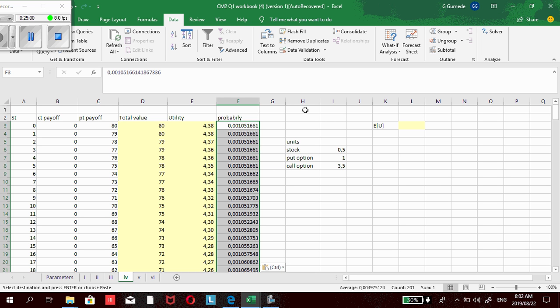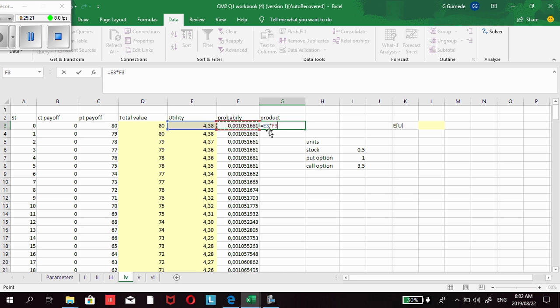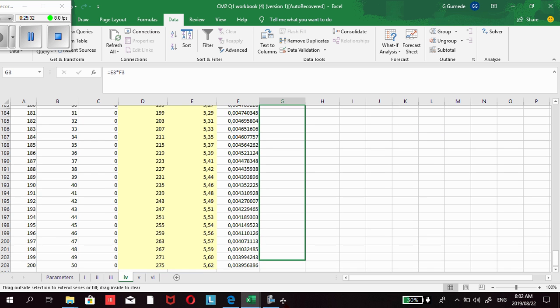Now remember I'm looking for the expected utility. So from the basics, utility times probability plus utility times probability. So what am I going to have then? I need my product, so I'm going to have utility times probability, going down. I need to do that for all the utility values given here, and I'm going to drag this down.